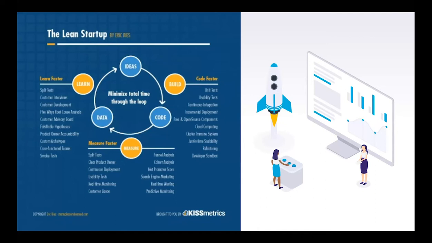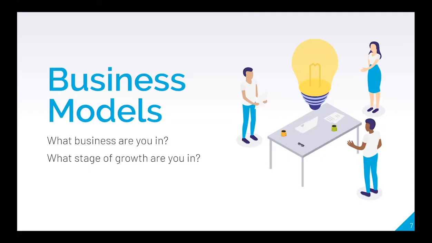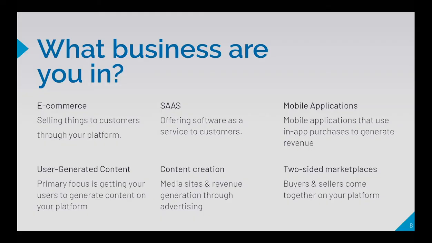Then there are different business models. Aside from thinking about the building product cycle, there are different business models, and we'll see the models in a bit, but the different kinds of product models and the stages of growth that you're in will influence the kind of metrics and the kind of analytics that you look into. So broadly, these are the main kinds of products that we have.